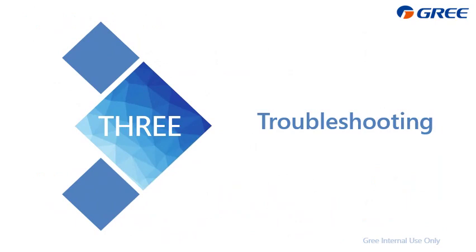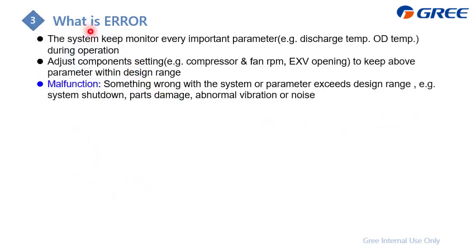Next, we will go to the detailed troubleshooting. First of all, what is an error? In the chiller system, we always monitor every important parameter, like the compressor discharge temperature, the pressure, and also the outdoor temperature. And we adjust the component settings, like the compressor or the outdoor fan RPM, and even the ESV opening, to keep these important parameters in the desired range.